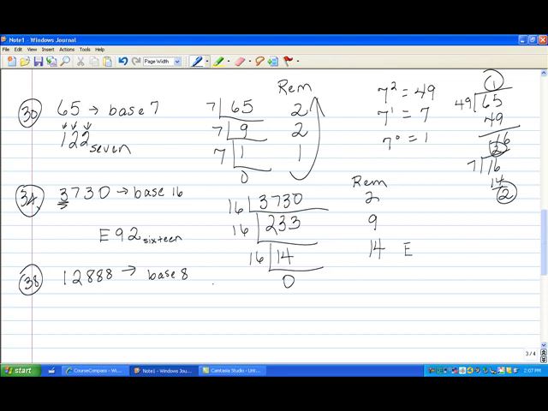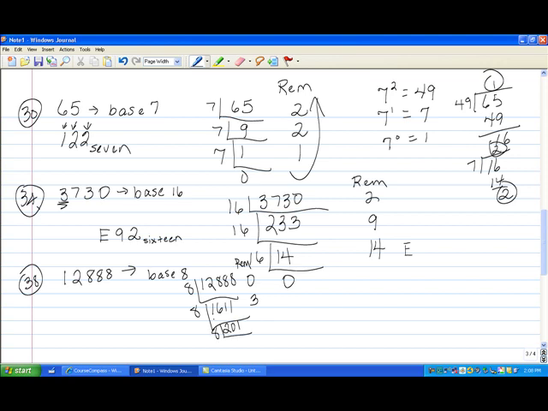So I want to start with 12,888, divide it by 8, and keep track of the remainders. Clear my calculator. 12,888 divided by 8. Okay, I get 1611, so the remainder on that one is 0. Alright, I divide 1611 by 8. I get 201, and so that's going to be a remainder of 3.